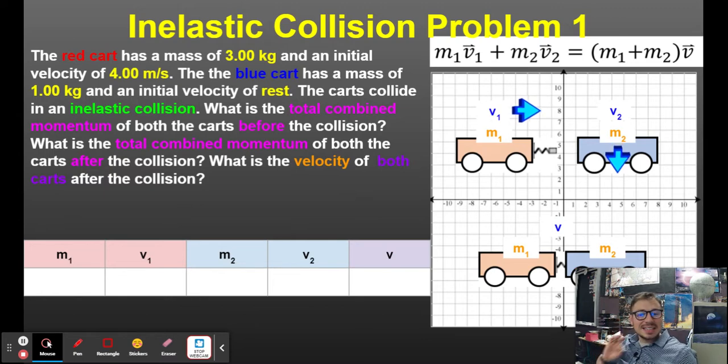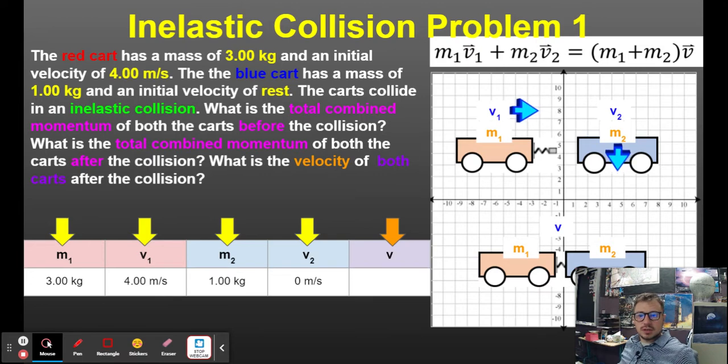So this is the exact same scenario as that first one, except now they collide in an inelastic collision. So now they're going to stick together. We have to find the total combined momentum before, after, and what's the velocity of both carts once they stick together. If we look at that first question, we already know that the total amount of momentum before the collision is 12 kilogram meters per second.